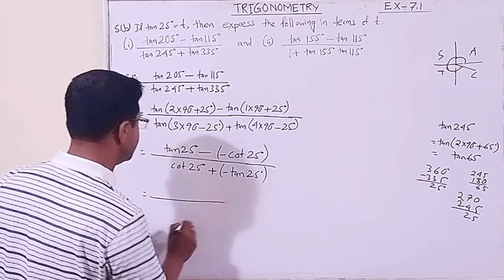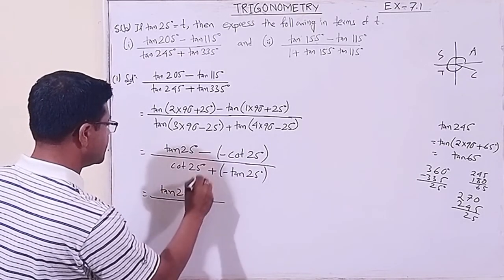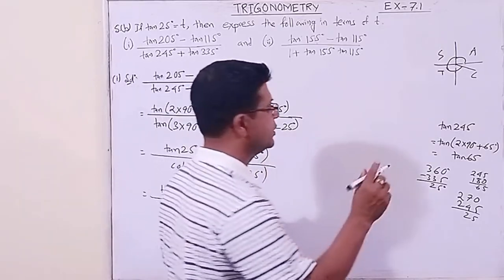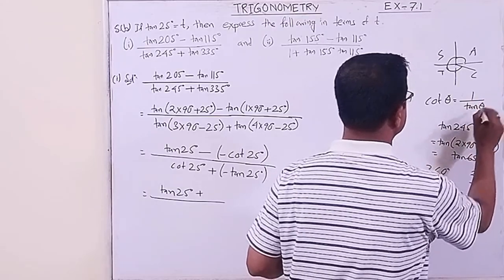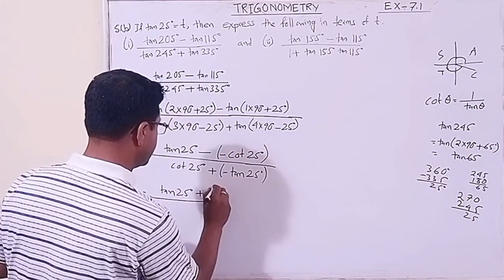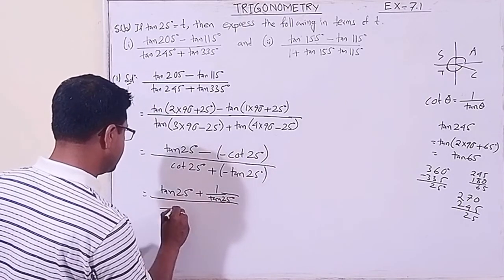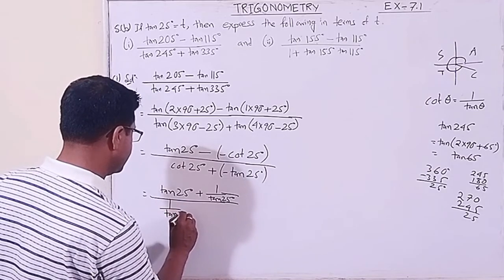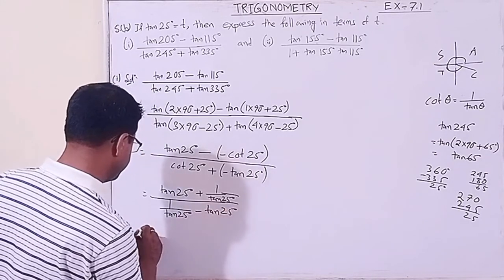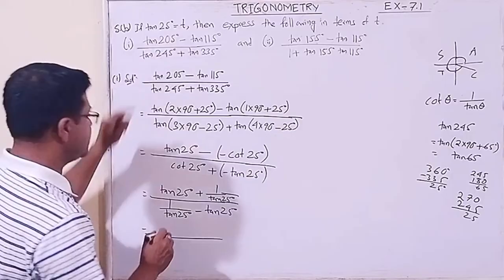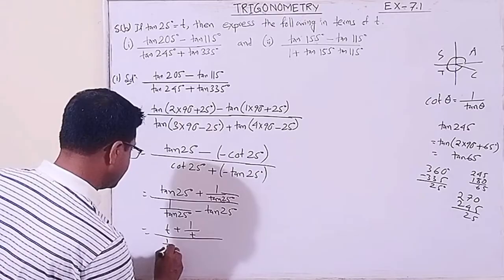Correct? Let us simplify it. Now this is minus tan 25 degree plus cot 25 degree. What is cot theta? Dear students, what is cot theta? Cot theta is 1 by tan theta. So cot 25 is 1 by tan 25 degree. Tan 25 is t, so it is 1 by t minus t.